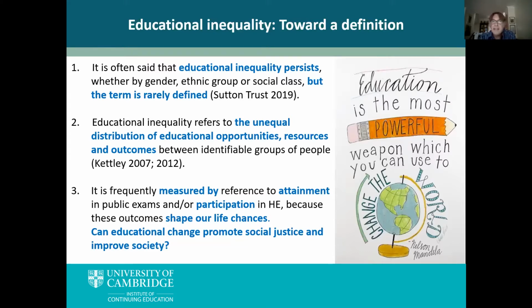And particularly in this session, we're going to be focusing on outcomes, for example, A-level exam results, and we're going to be talking about participation in higher education. But we shouldn't forget, we're also talking about inequality in opportunity: the type of area you live in, the type of school you attend, how well resourced that school is, how well qualified teachers are, etc.